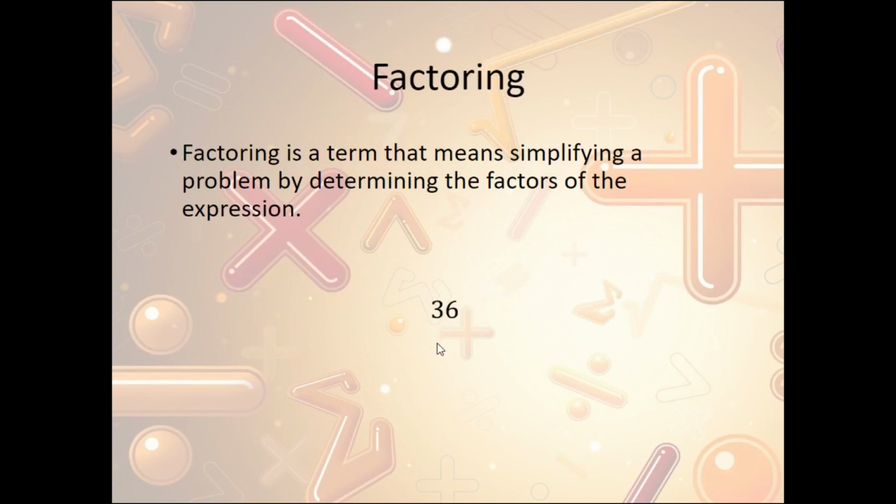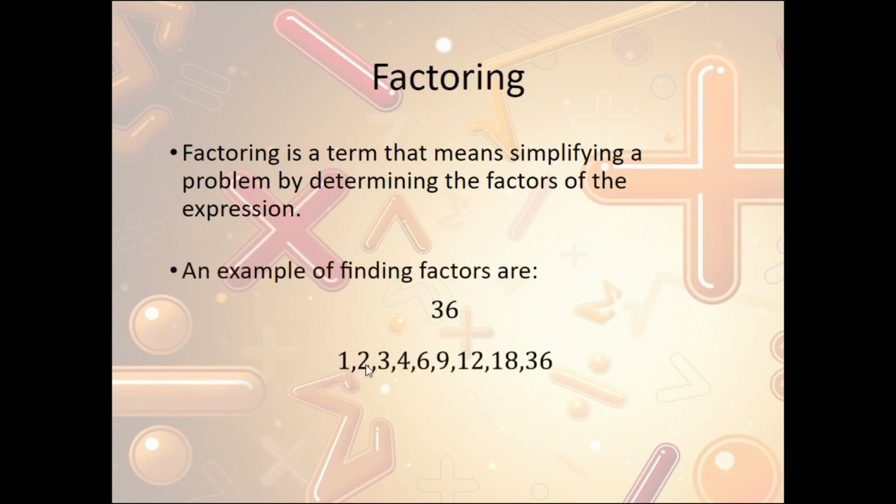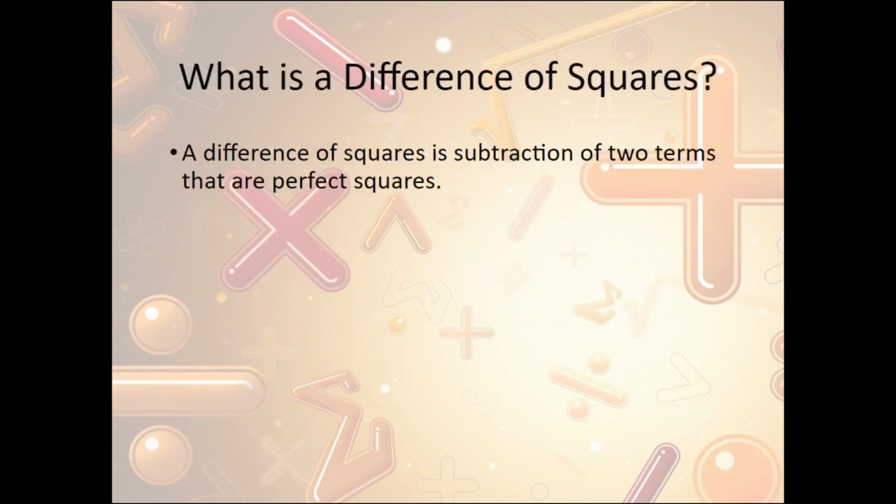What are the factors of 36? Well, we have 1, 2, 3, 4, 6, 9, 12, 18, and 36. These are factors because I can multiply all of these numbers by something and get 36. Or another way to look at it is 36 is divisible evenly by all of these numbers. So these are factors.